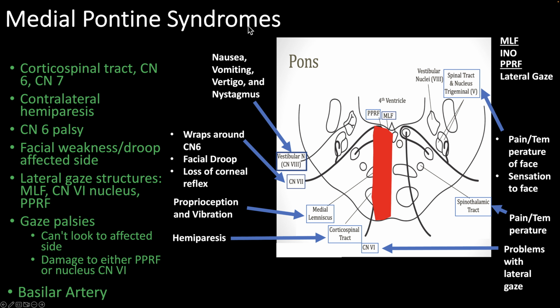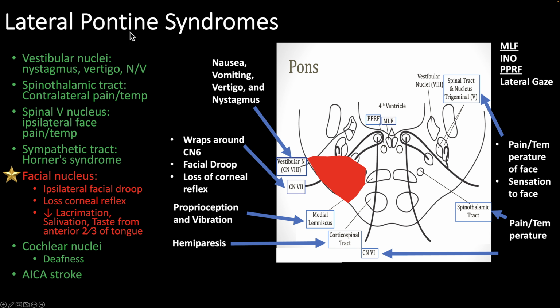So now you have the medial pontine syndrome. In the medial version here, you're going to get damage to the corticospinal tract and cranial nerves number 6 and 7. Because of this corticospinal tract problem, you're going to get contralateral hemiparesis. You're going to get a cranial nerve 6 palsy. And because you have cranial nerve number 7, you're going to get facial weakness, droop on the affected side. Then you've got those lateral gaze structures: your MLF, cranial nerve number 6 nucleus, and the PPRF. So you're not going to be able to do lateral gaze. Here's the beautiful part: because it's a PPRF problem, you can't look to that affected side. That's going to be a good telltale sign you have damage to the PPRF. And the basilar artery is going to be supplying this region, and we're going to have a nice little, not mnemonic, but a really structured way to remember this.